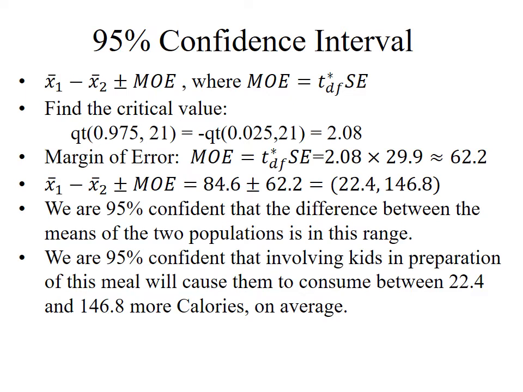In this particular context, the two populations are the population where we've got the kid preparing the meal with the parent and the kid playing while the parent prepares the meal. So we can say we are 95% confident that involving kids in the preparation of this particular meal will cause them to consume between 22.4 and 146.8 more calories, and this is on average.